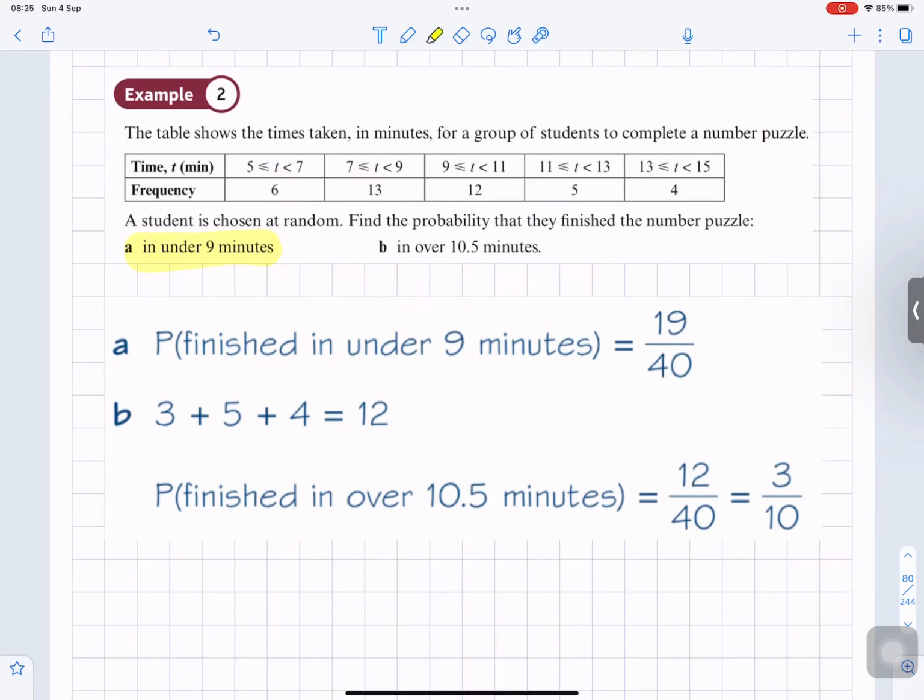So these are the ones who finished under 9 minutes, because it says here less than 9 minutes. So all these ones finished under 9 minutes. So 6 plus 13 gives you 19. And how did we get 40? It's 6 plus 13 plus 12 plus 5 plus 4. You add all of them, it gives you the total of 40.